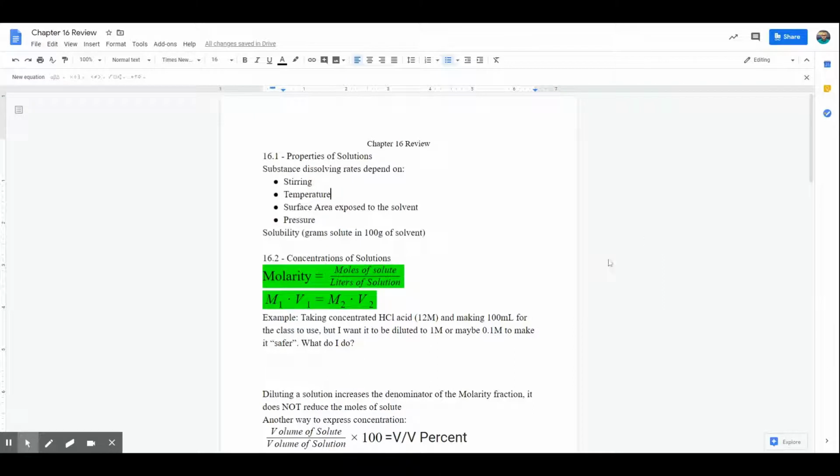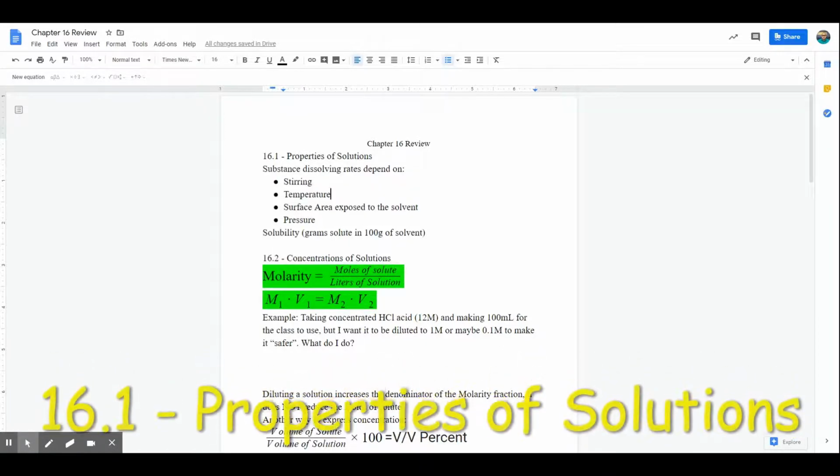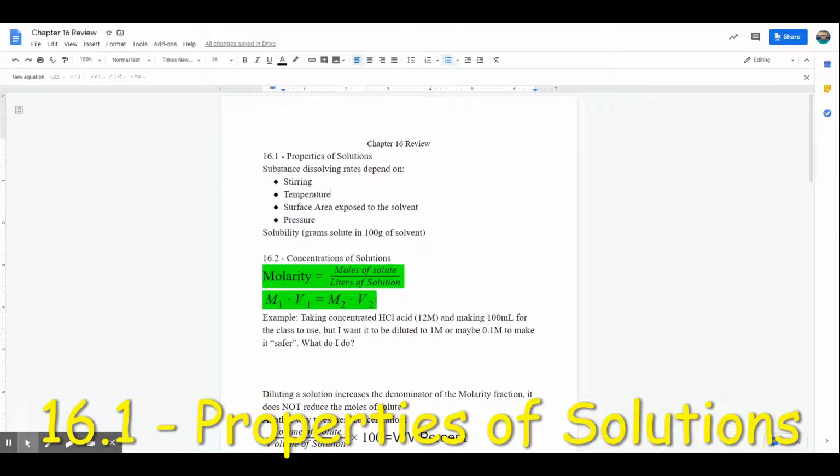All right, guys, I'm going to do a 4-part review for you guys so that we can cover all the topics that are in Chapter 16. So let's go ahead and get started. 16.1 is about the properties of solutions. So here are the basic items that you need to cover.